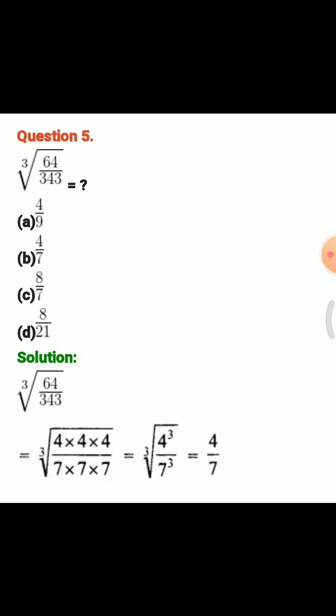Next is 64 by 343. The cube root of 64 by 343. So the cube root of 64 is 4 and the cube root of 343 is 7. So 4 by 7 means option B is correct.